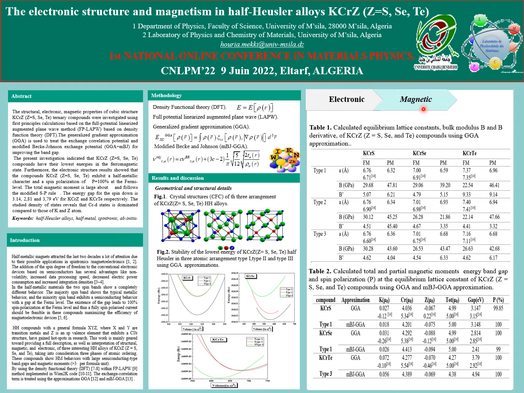Going to the electronic and magnetic properties. We have calculated the equilibrium lattice constant, bulk modulus, and its derivative using the GGA approximation. According to this table, our results are in good agreement with other results. In table 2, we have calculated the total and partial magnetic moments, energy band gap, and spin polarization at the equilibrium lattice constant using GGA and MBJ-GGA approximations.